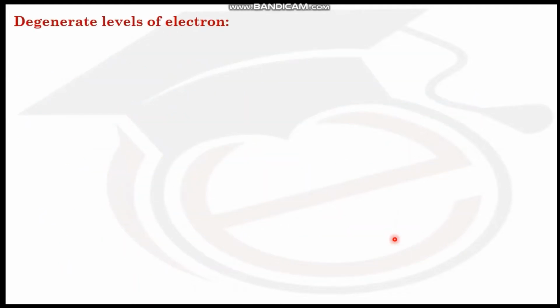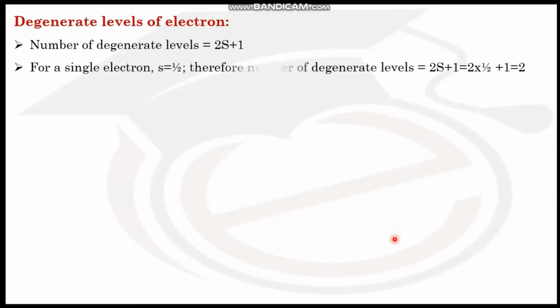Now we can consider the degenerate levels of electrons. We discussed this in NMR, how the levels come and how the splitting comes. Similar to that, here also we are explaining it, but in this case it is based on the electron, whereas there it is based on the nucleus. The number of degenerate levels is equal to 2S plus 1. For a single electron, which has a spin of 1 by 2, the number of degenerate levels is 2S plus 1, which equals 2.